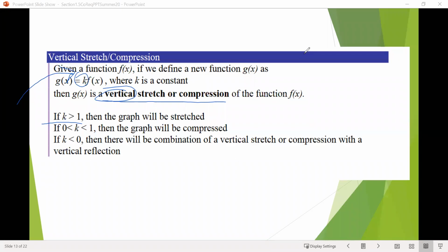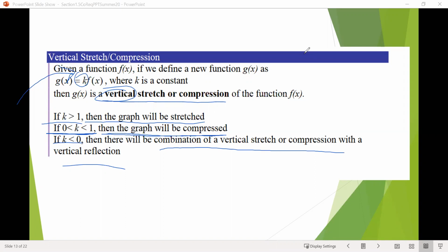If the value of k is greater than 1, then the function gets stretched. If the value of k is between 0 and 1, so notice it's not saying negative here, it's just saying the value is less than 1, then the graph gets compressed. And if your value of k is less than 0, so if it's a negative number, then you're going to have a combination of vertical stretches or compressions with a vertical reflection of some sort. Remember, vertical reflection means across the horizontal axis.